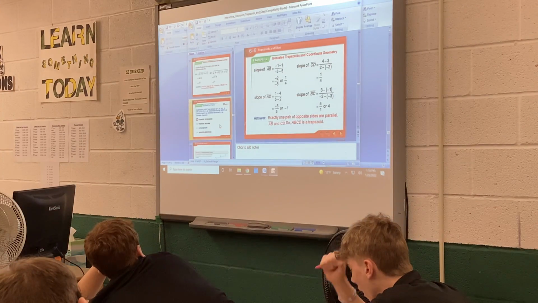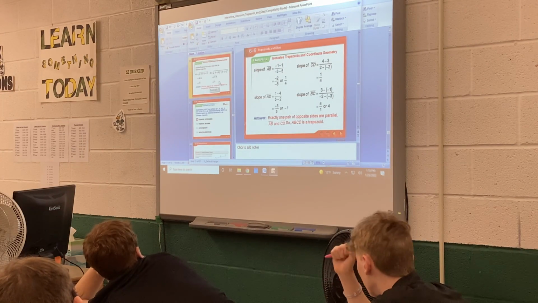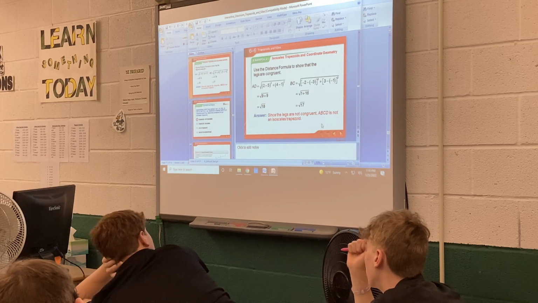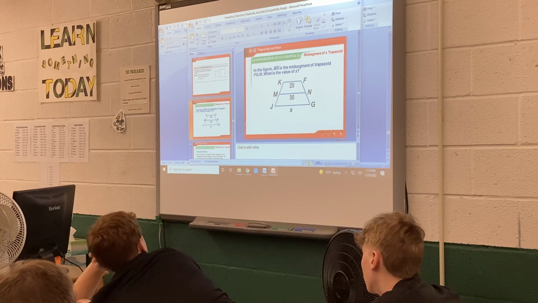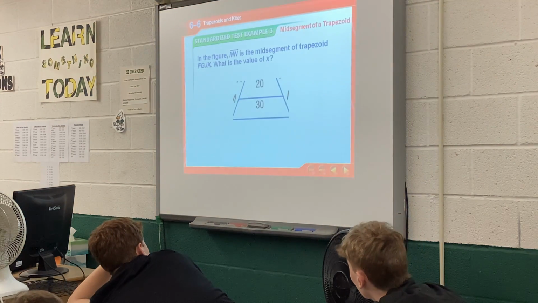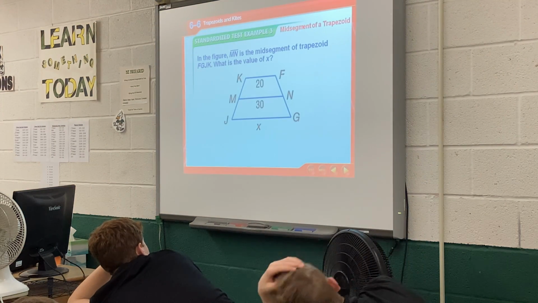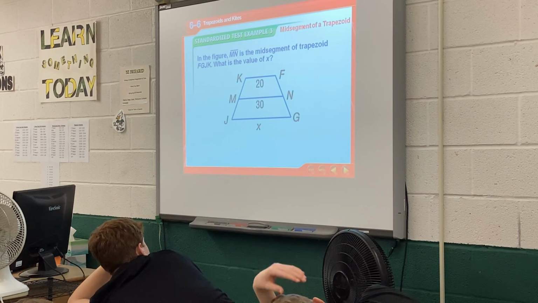But we don't want to do that because that's way more work. Since the legs are not congruent, as Cam saw, it is not. So then we go to the mid-segment one. In the figure, MN is a mid-segment of the trapezoid. What is the value of X?